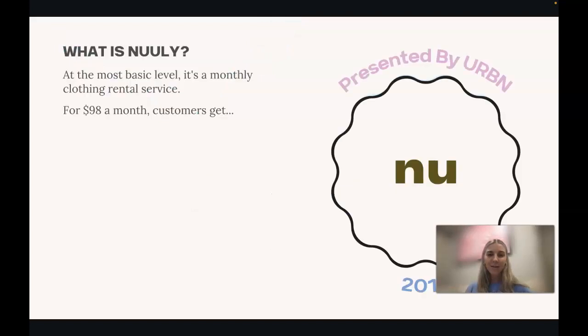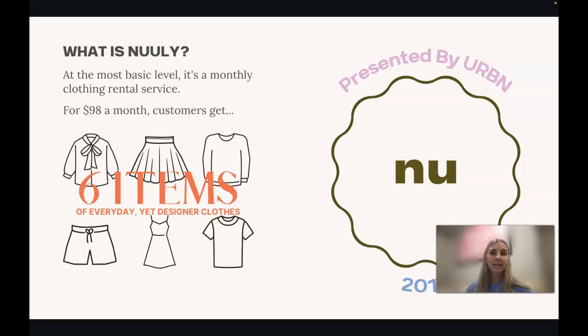So, what is Nuuly? At the most basic level, it's a monthly rental subscription for clothes. It's fairly new to the market as it was introduced and founded by parent company Urban in 2018. Essentially, it charges customers $98 a month, and in return those customers get 6 items of everyday yet designer clothes.